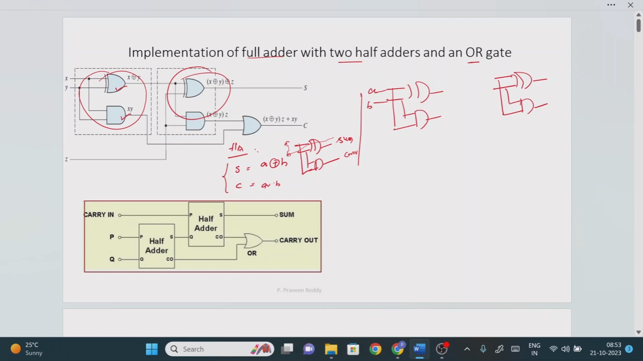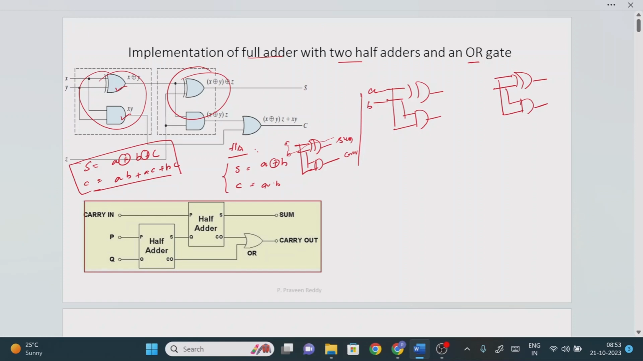If we solve this full adder circuit, we will have the expression for sum as well as the carry. What is the expression for sum? A XOR B XOR C. What is the expression for carry? AB plus AC plus BC. Some people will write A C in plus B C in, where C in is the carry from the previous stage. So after performing the two half adders, we need to find the output like this.